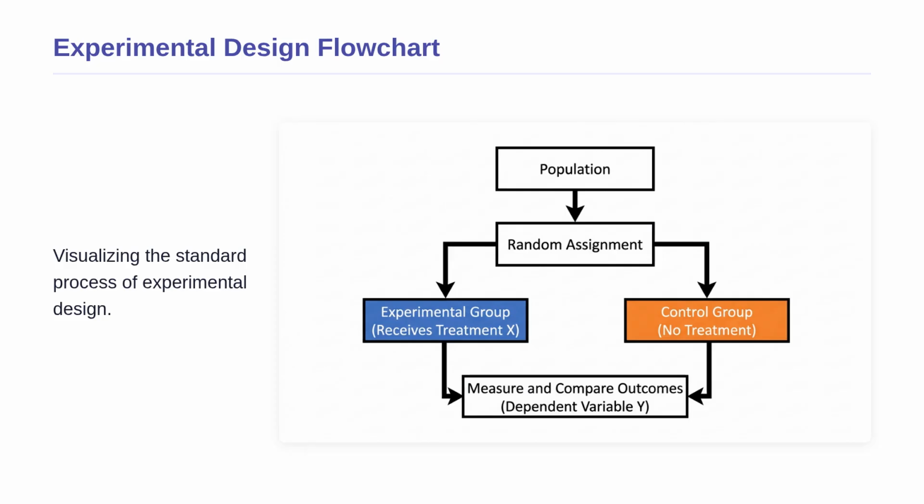On the left, we have the experimental group in blue, which receives the specific treatment X. On the right, we have the control group in orange, which receives no treatment and acts as our baseline. Finally, arrows from both groups converge at the bottom, where we measure and compare outcomes, which is our dependent variable y. This diagram perfectly summarizes the journey from a broad population to a definitive cause and effect conclusion.